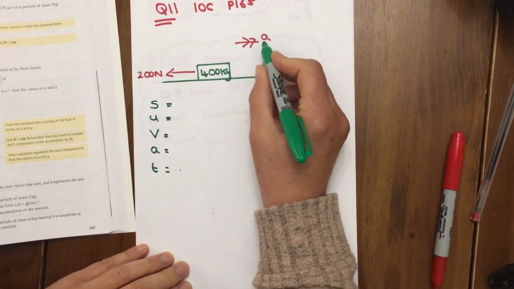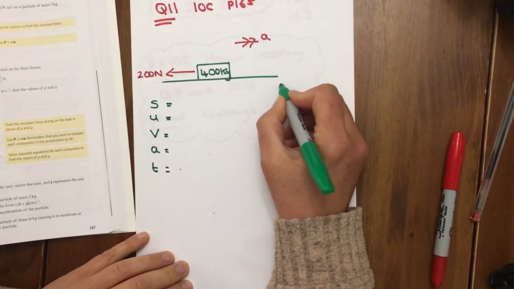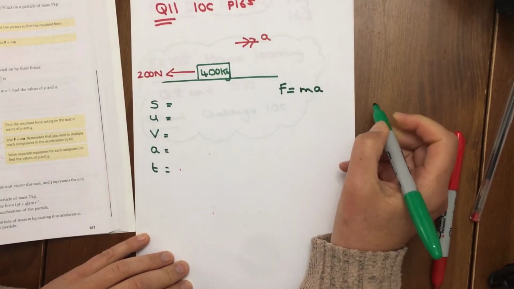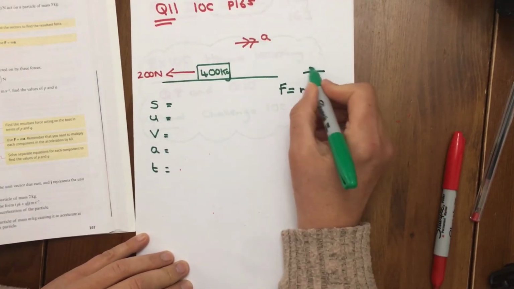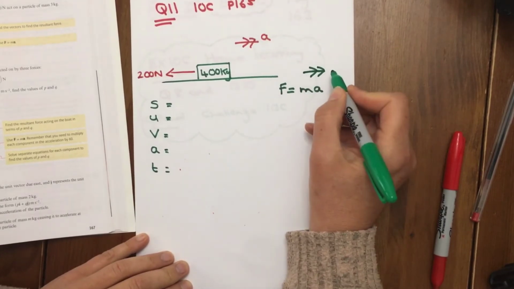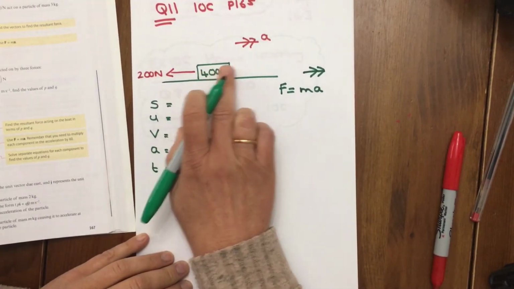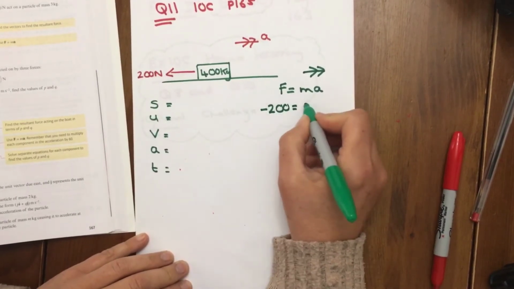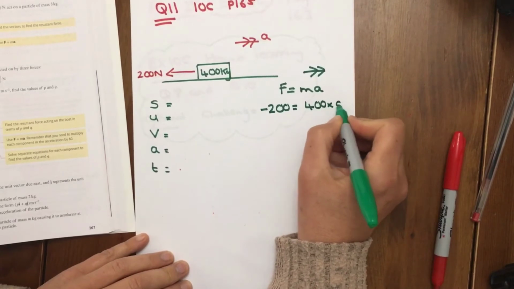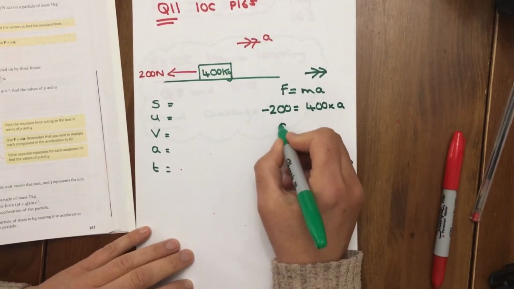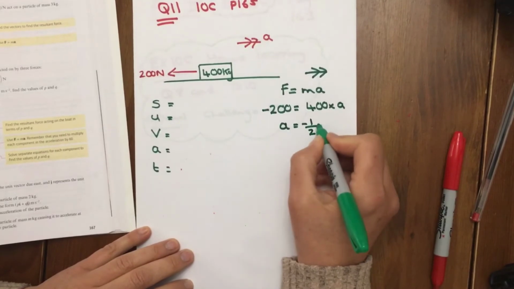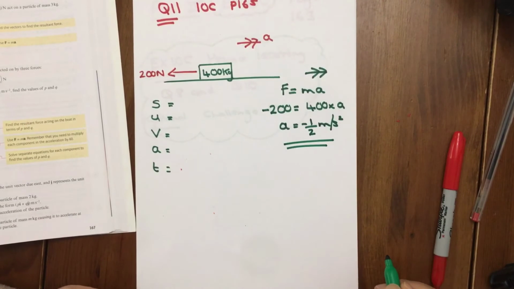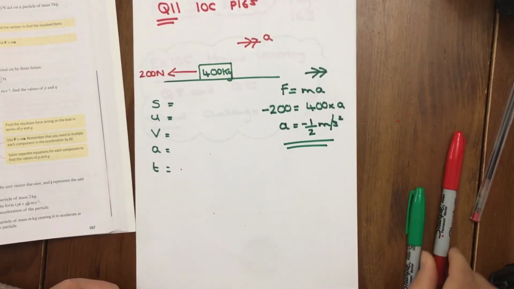So to find A, I know my equation of motion is F equals ma. So I'm resolving this way to the right. I know my force, I've got nothing here, and I've got minus 200 going the opposite way, equals the mass times the acceleration. So if you work this out, acceleration will be negative 0.5 meters per second squared.